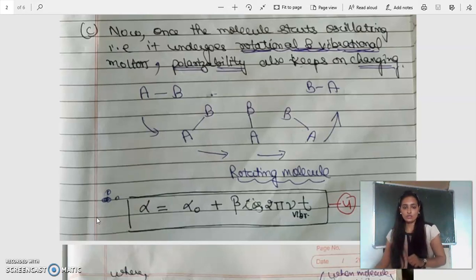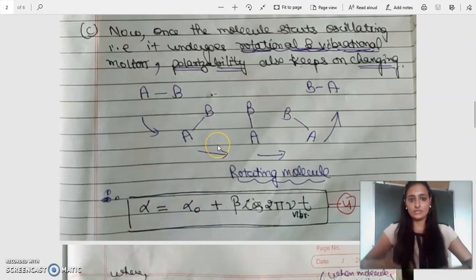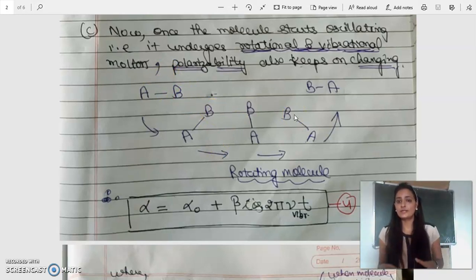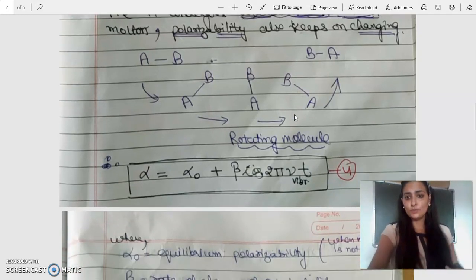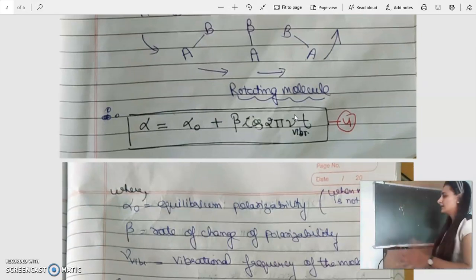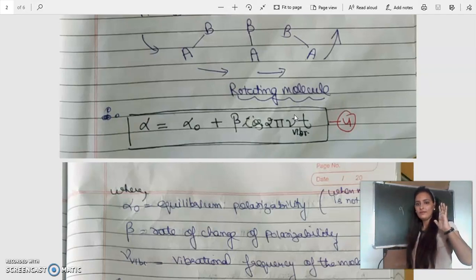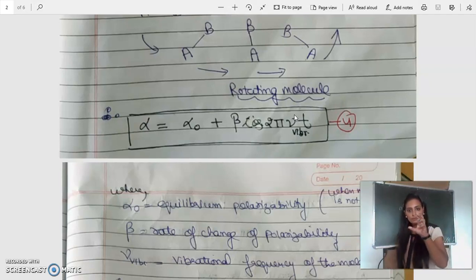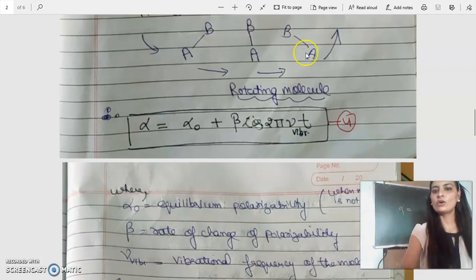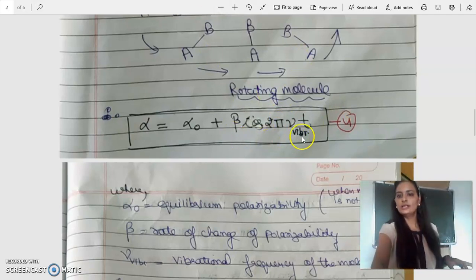You can also see in this structure AB, when the molecule starts rotating, you can see the change in the axis, and indirectly it will affect your polarizability. So polarizability is not static, and you can't simply write alpha all the time. Alpha was okay when the field is static. When polarizability is changing, it can be represented by alpha equals alpha naught plus beta cos 2 pi mu vibrational t.